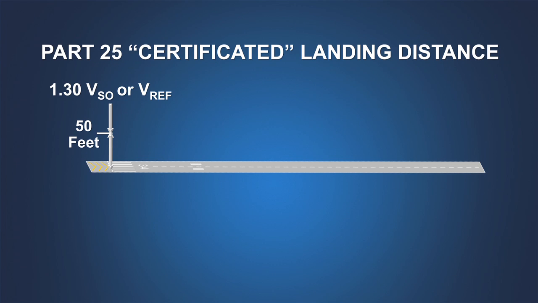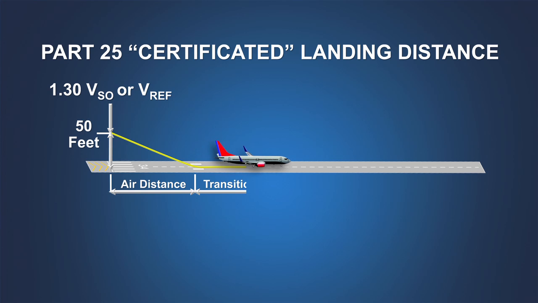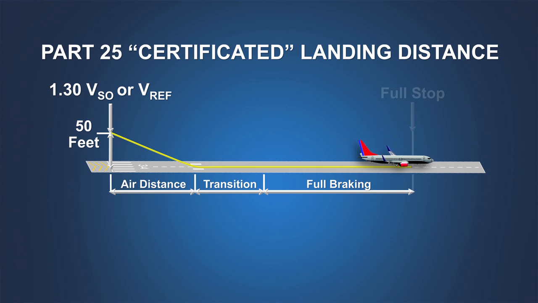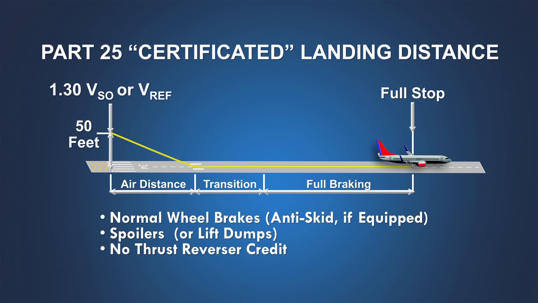The landing distance for a transport category airplane is defined by the certification rules in Part 25. This certificated landing distance starts at the point where the airplane main wheels are 50 feet above the runway surface. It continues through a nominal air distance and includes time delays, allowing for the transition into the stopping configuration. The landing distance ends at the point where the airplane comes to a complete stop. The use of deceleration devices, such as normal wheel brakes with anti-skid action, spoilers, and lift dumping systems, may be used in determining the landing distance. However, the use of thrust reversers is not considered when calculating the certificated landing distance.